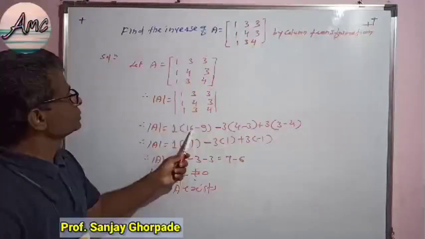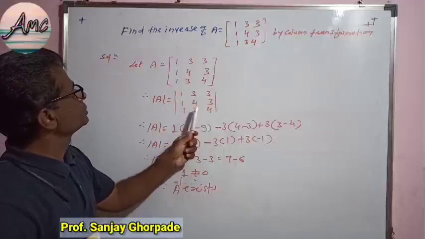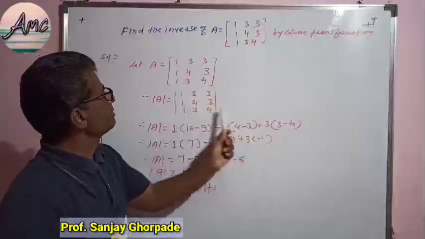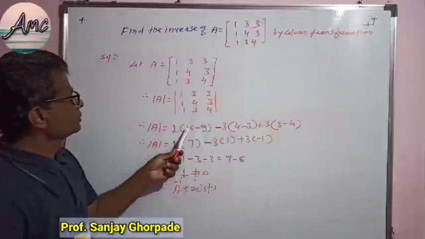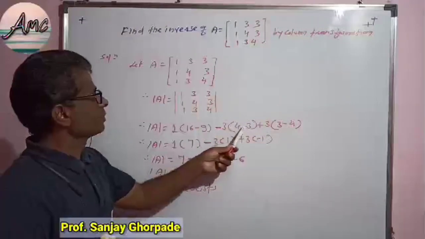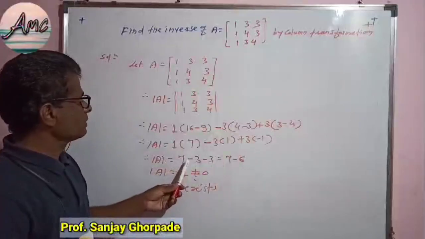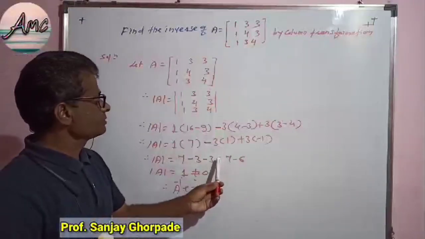So 1 into (4 × 4 is 16 minus 3 × 3 is 9) minus 3 into (1 × 4 is 4 minus 1 × 3 is 3) plus 3 into (1 × 3 is 3 minus 1 × 4 is 4). So 1 into (16 minus 9 is 7) minus 3 into (4 minus 3 is 1) plus 3 into (3 minus 4 is minus 1). So 1 × 7 is 7, minus 3 × 1 is 3, plus minus 3 × 1 is 3.